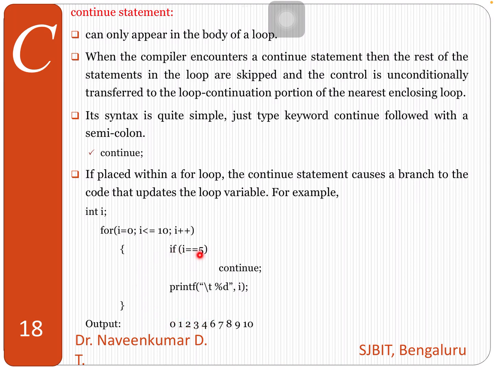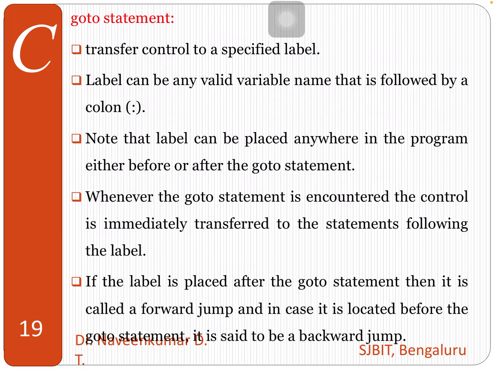When i is equal to 5, it enters this block, and you can see that continue means it skips the next statement and again comes back here. The values 6, 7, 8, 9, 10 are printed here. This is how the continue statement works. Then we have the goto statement.